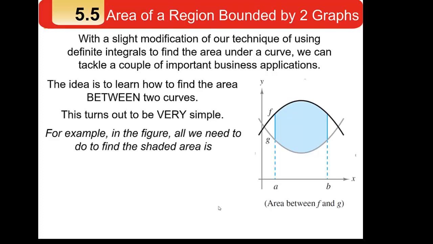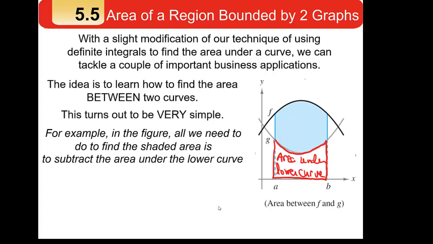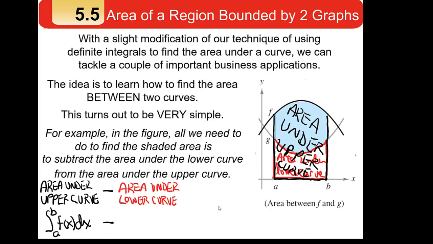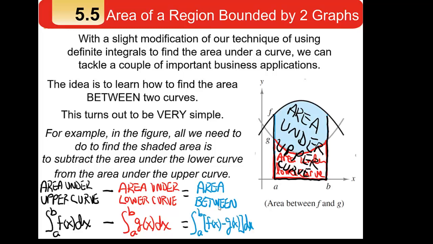This turns out to be very simple, at least in theory. For example, in this figure, all we need to do to find that shaded area is to take the area under the lower curve, the part that I've boxed in red and labeled area under lower curve, and subtract it from the area under the top curve, which is the curve that's labeled F. The area under the curve F is everything between A and B under F, which we know from our study of definite integrals is just the integral of f of x from A to B. Then I subtract off the area under the lower curve, which is just the integral of g from A to B. Take the smaller quantity from the bigger quantity, and what that leaves me with is the area between the two curves, which is what I'm looking for.